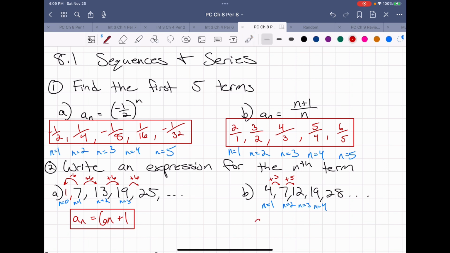So I had given you a chance. Remember, I told you to try these on your own. You can pause the video at any time. If I do n squared and then add 3, 4 squared is 16 plus 3 is 19. 3 squared is 9 plus 3 is 12. So hopefully you can see that it works. So that's one of those sequences that doesn't have a fancy name. It's just one that we have to be able to find the pattern and figure out.